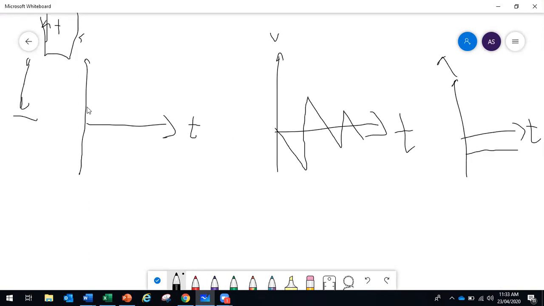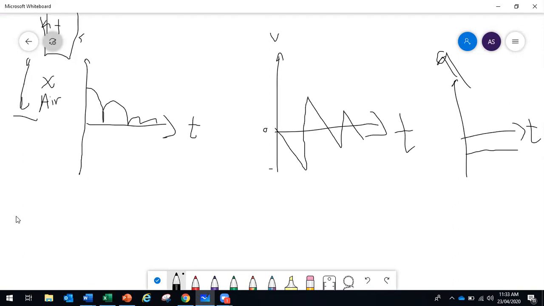And the ST graph becomes what? The ST graph will go from zero to negative, so it's going to slide down like this. Okay, so this is the object falling down without air resistance, no air resistance.